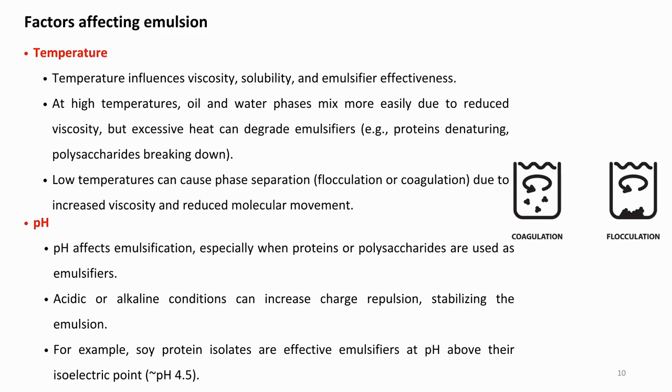On the other side, pH. pH affects emulsification, especially when proteins or polysaccharides are used as emulsifiers. Acidic or alkaline conditions can increase charge repulsion, stabilizing the emulsion. For example, soy protein isolates are effective emulsifiers at a pH above their isoelectric point, on an average pH 4.5.